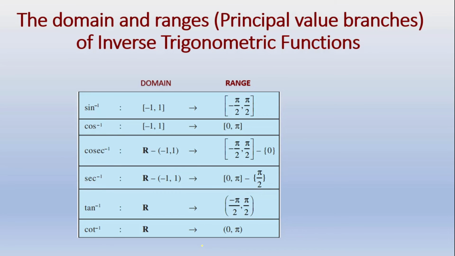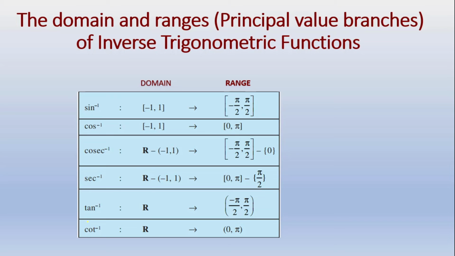Now let's see all the values here. For sine inverse, the domain will be -1 to 1 and the range will be -pi/2 to pi/2. For cos inverse, the domain will be -1 to 1 and the range will be from 0 to pi. The same way for cosec inverse, the domain will be all the real numbers except the values from -1 to 1, and the range will be -pi/2 to pi/2 except the value 0. For sec inverse, the domain will again be the real numbers minus the values from -1 to 1, and the range will be from 0 to pi except pi/2.